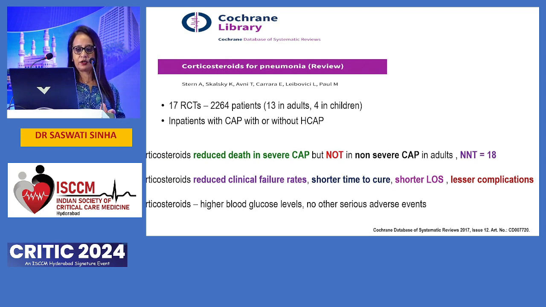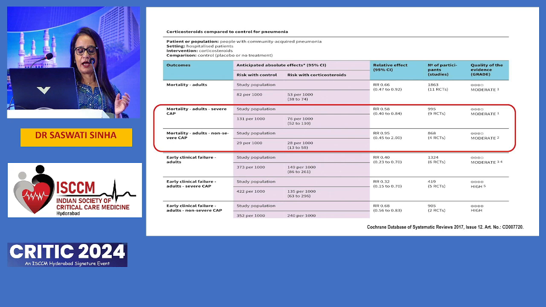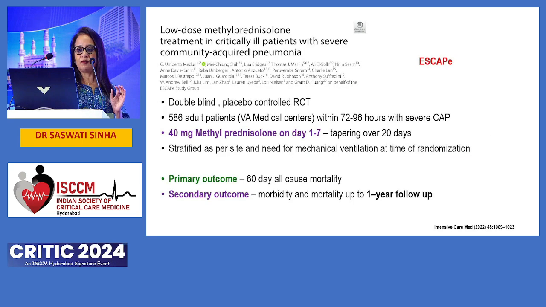Apart from that, they reduced the clinical failure rates, they shortened the time to cure, a shorter length of stay, and lesser complications. As far as safety issues were concerned, obviously the corticosteroid group had hyperglycemia, and apart from that, there were no other serious adverse events. And to look closely at this, although the mortality was less in the corticosteroid group, it did not make a difference if the pneumonia was not severe. So definitely it showed an impact only in severe CAP.